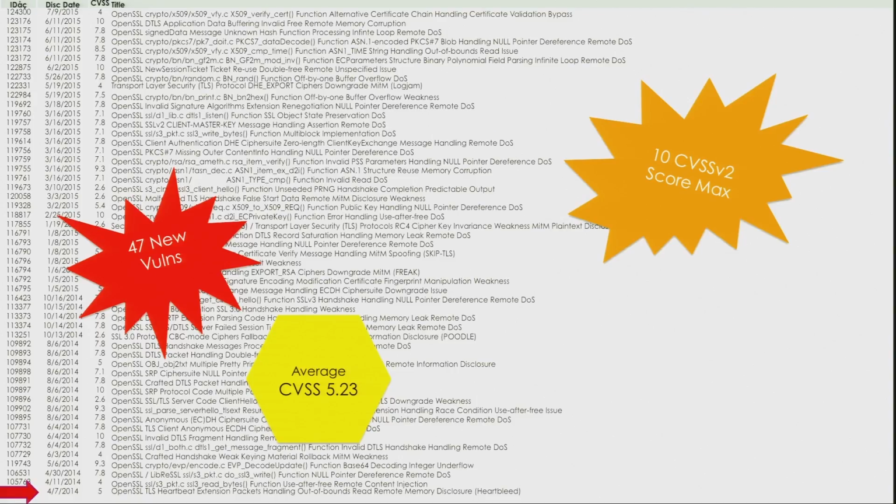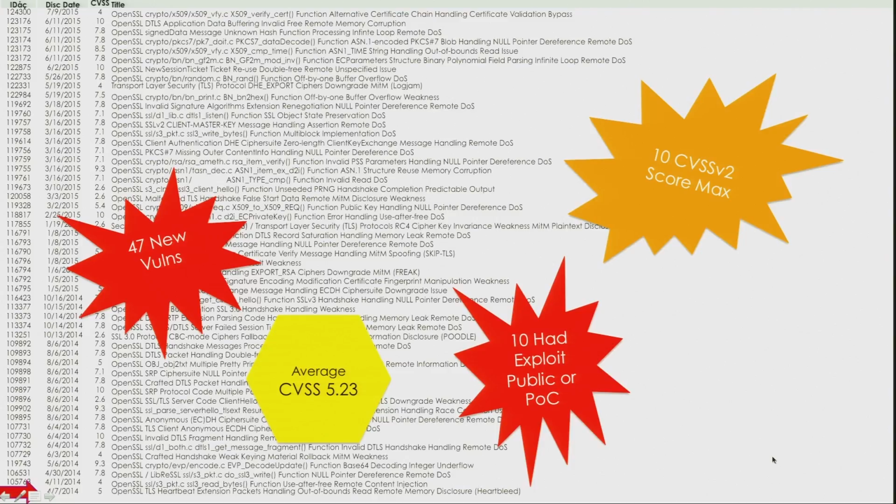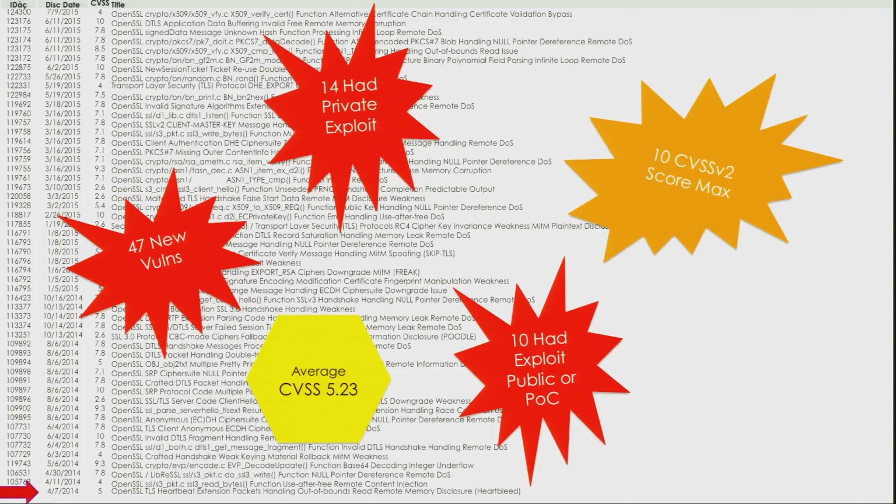The other thing I want to point out about these OpenSSL vulnerabilities is that 10 of them had public exploit code available. Anybody could just go download and run. And at least 14 we know of had private exploit code being traded. So any of those are probably being exploited in the wild because it's easy. You don't have to even find the vulnerability, let alone write the exploit. Somebody's done it for you. Not you, you're all good people. I mean the criminal people.